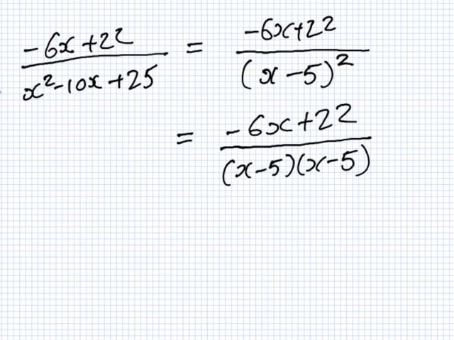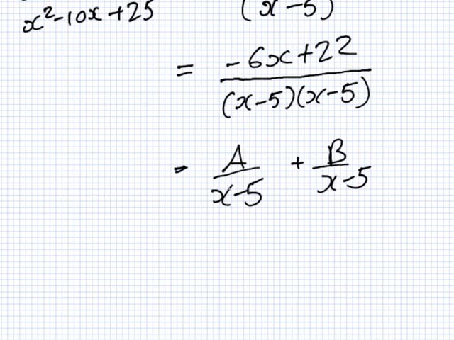So, you might think, so what? The factors are the same. Big deal. Well, it is a big deal, because if you try to separate them as A over x minus 5 plus B over x minus 5, like they say in South Park, you're going to have a bad time.